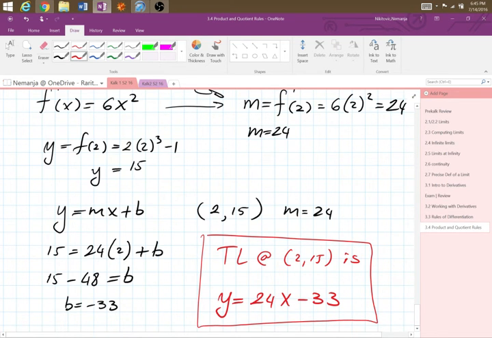It is a linear line, a straight line, and that line goes through (2, 15). And you can see that, right? 2 times 24 is 48. 48 minus 33 is 15. So the tangent line goes through that point, and the function goes through that point. And that's the point where they touch each other.